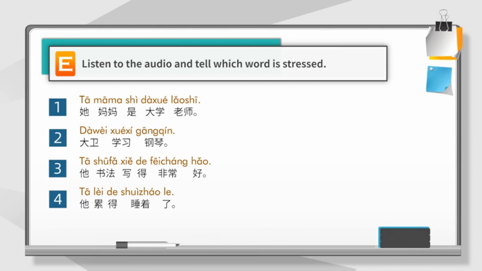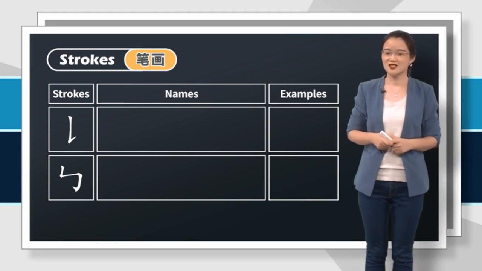1. 他妈妈是大学老师。2. 大卫学习钢琴。3. 他书法写得非常好。4. 他累得睡着了。Did you get it? 非常好。Alright, let's move to the next part, Chinese characters.